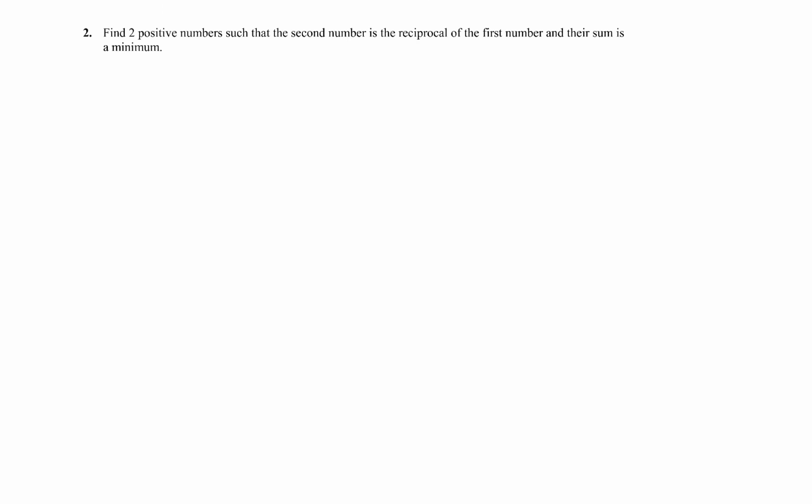Find two positive numbers such that x is the first number and the second is the reciprocal of the first. So it's 1 divided by x. So this is the first number, and the second number is the reciprocal of the first. And the sum is a minimum. So the sum is x plus 1 divided by x. And I want to minimize the sum.